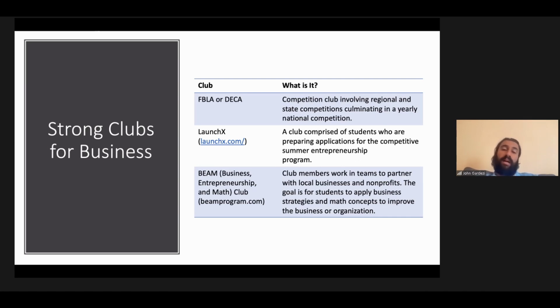I also like LaunchX. So this is a club comprised of students who are preparing for a very competitive summer entrepreneurship program. I actually had a large group of students this past year apply, and they're going to LaunchX. And LaunchX is run by MIT. And so it's a really great opportunity to develop your entrepreneurship skills. And there's also a final type of club, Beam clubs. And these are clubs where students work in teams to partner with local businesses and nonprofits and solve problems in their local communities. So these types of clubs are great for students interested in business.